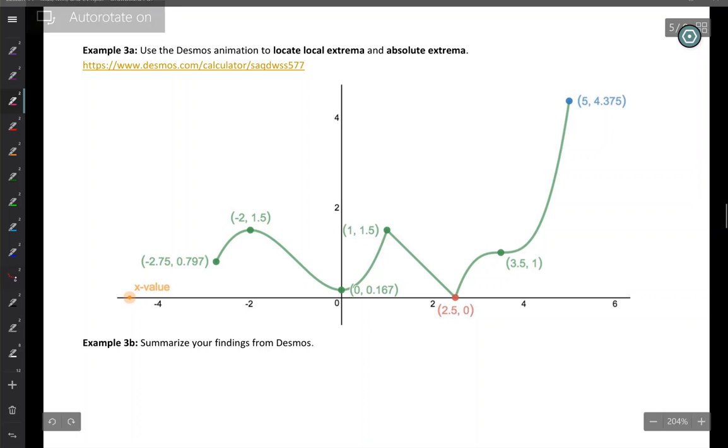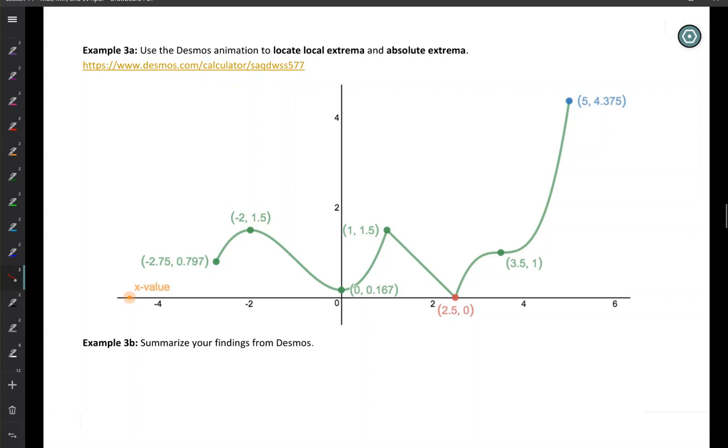Okay, so what I want to do now is look at this playful graph here and use the graph to find the local and global extrema using our definitions. And then we're going to use this Desmos animation and try to figure out, around local or global maxes, what can we say about the derivative?